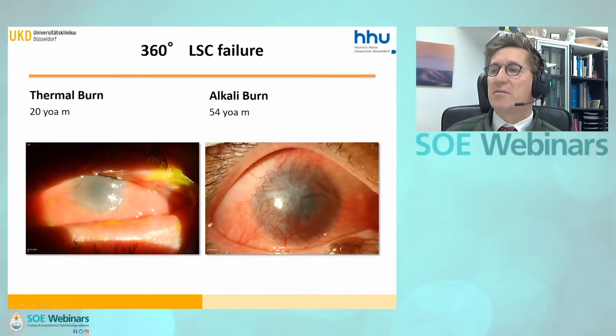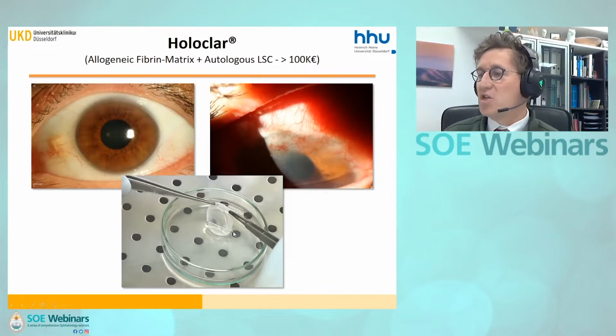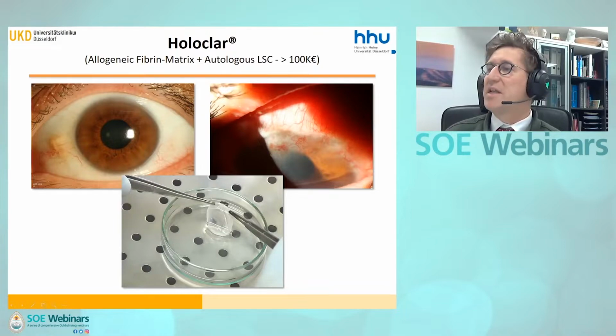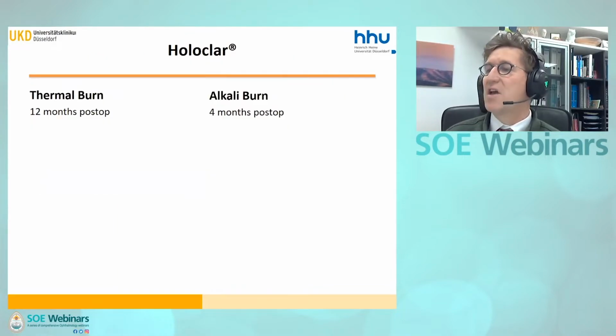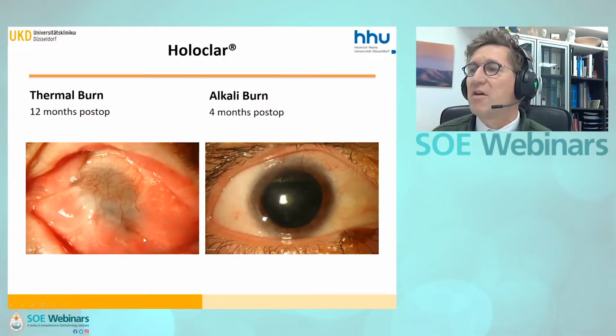And in both cases, we performed the very expensive Holoclar transplant, which consists of taking a little stem cell biopsy from the corneal limbus of the uninvolved fellow eye, expanding it on fibrin gel, and then transplanting this clear graft onto the denuded corneal surface. And here you can see that in the case with severe conjunctival changes and oral mucosa graft, this Holoclar graft of corneal stem cells failed.